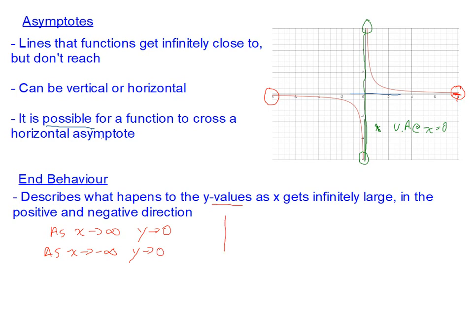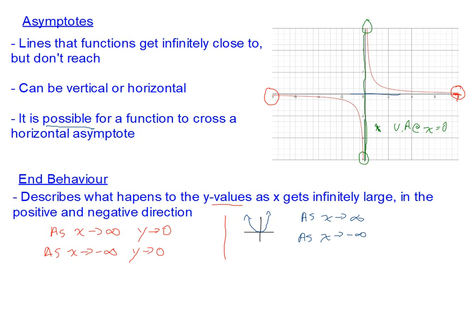Let's look at another function that you should be familiar with, and that is the quadratic function y equals x squared, again just to see a comparison between the end behavior. So in this case, again, we want to look at what happens as x goes towards positive infinity and what happens as x goes towards negative infinity. I'll give you a second to have a look and see what you think.